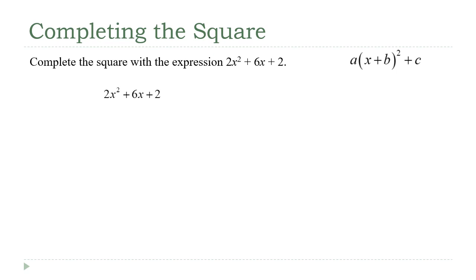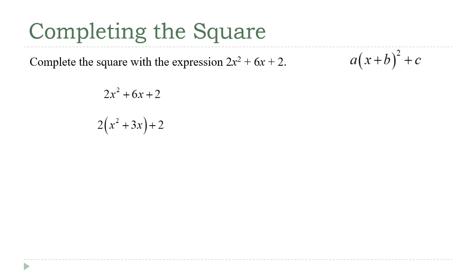So the first thing I'm going to have to do is handle that 2. And that's actually not hard to do. All I'm going to do is factor it out. But I'm going to be a little careful about this. I'm only going to factor it out of the first 2 terms, because it's those first 2 terms that play a role in the completing the square process. The 2 at the end is just sort of along for the ride.